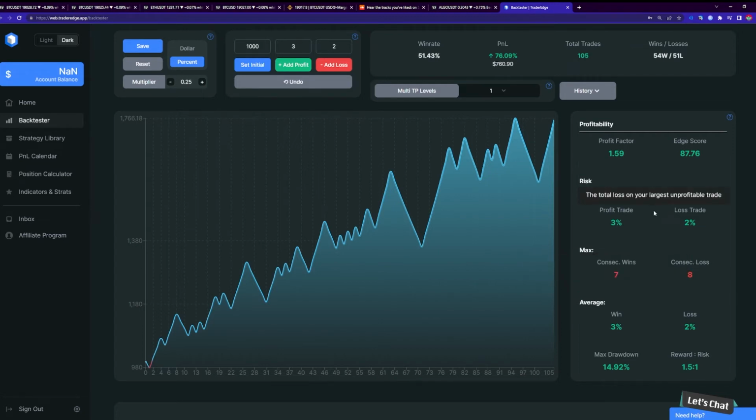Now we did actually profit 76% on that portfolio, which is actually very good. Overall, this strategy I would give a 5 out of 10, but we can make this strategy better. So let's go ahead right now and make this strategy even more profitable.